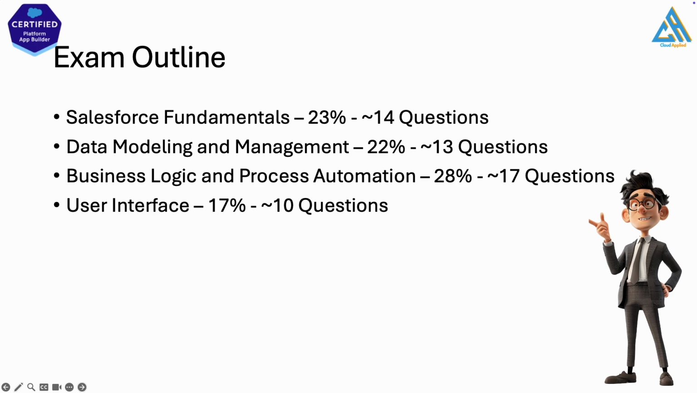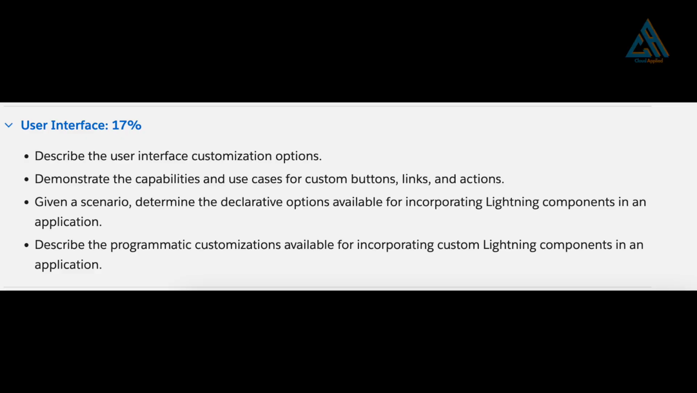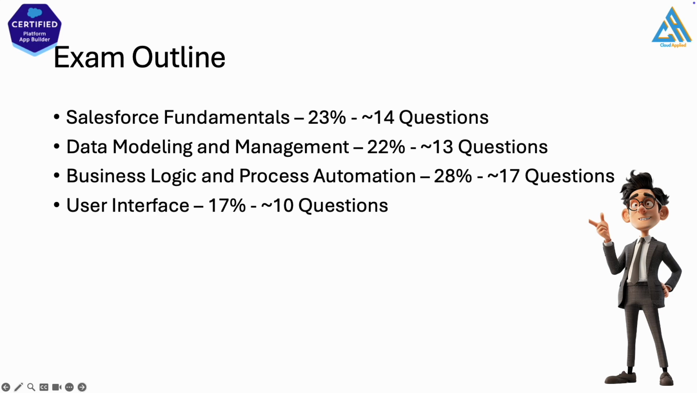And the fourth segment is user interface. That is of 17% weightage in the overall certification exam. It contributes around 10 questions around custom options, custom buttons, links, and actions, Lightning components, and programmatic customizations. Whatever changes you see on the UI side of it, all those topics are discussed in this user interface section.